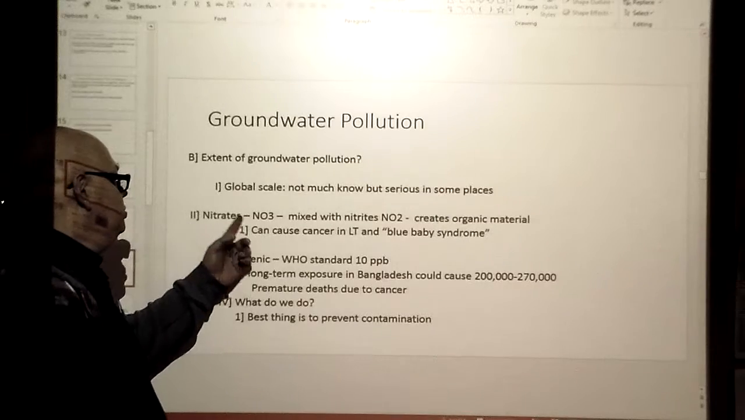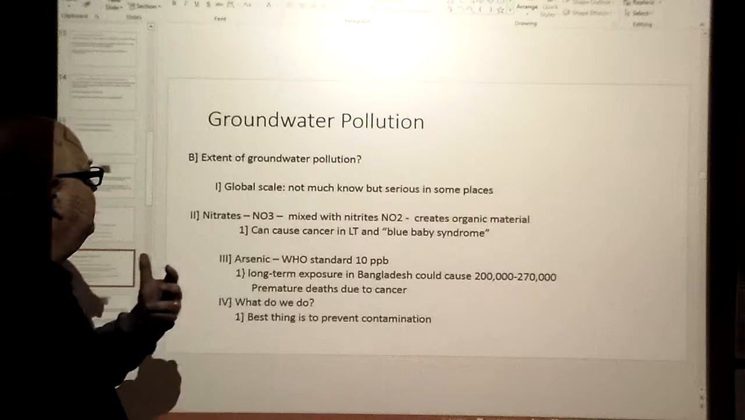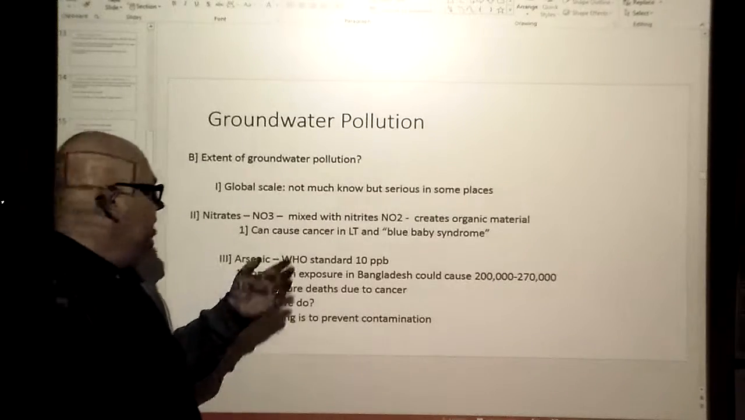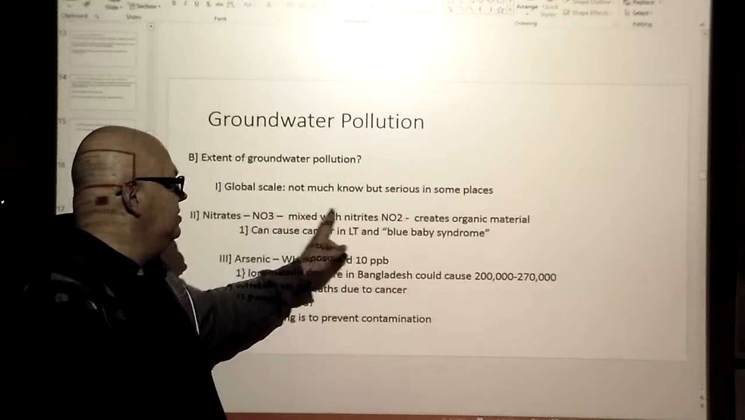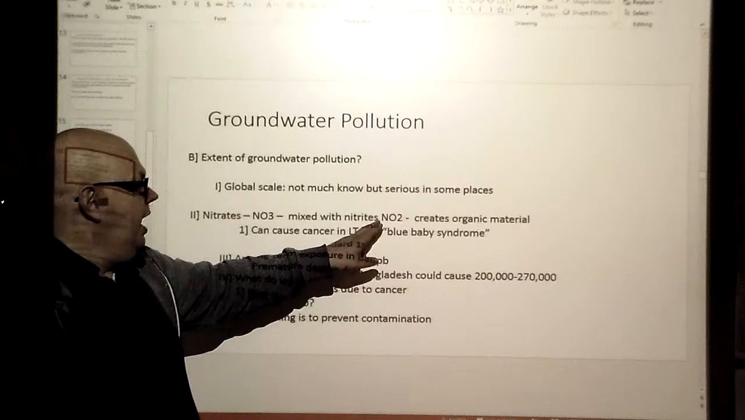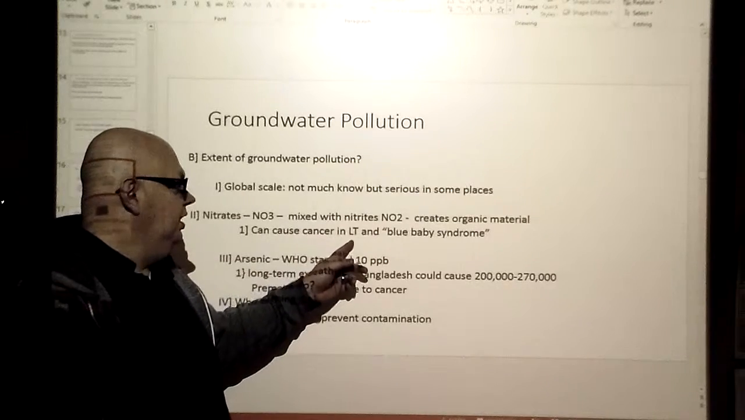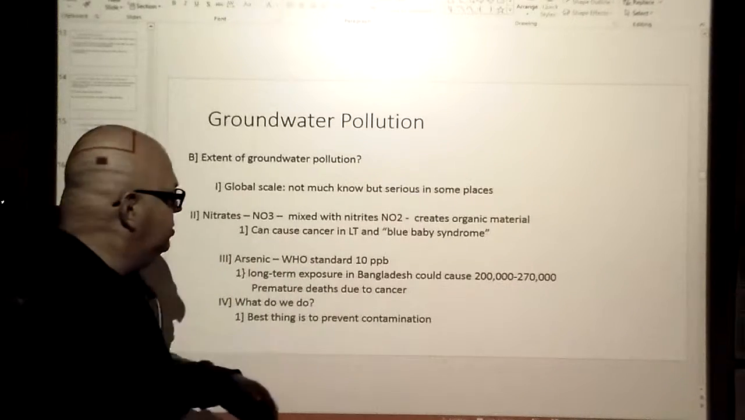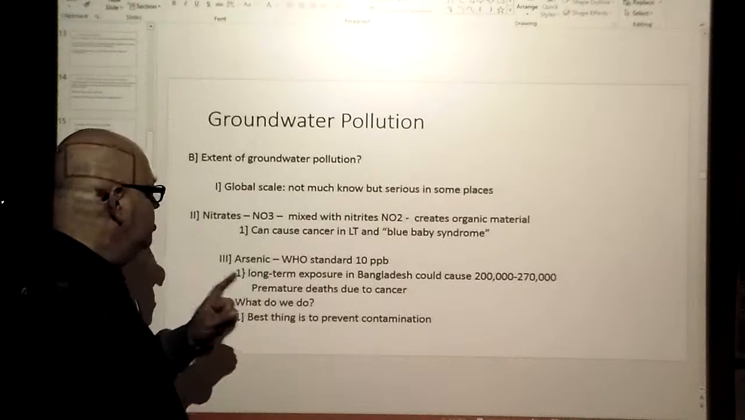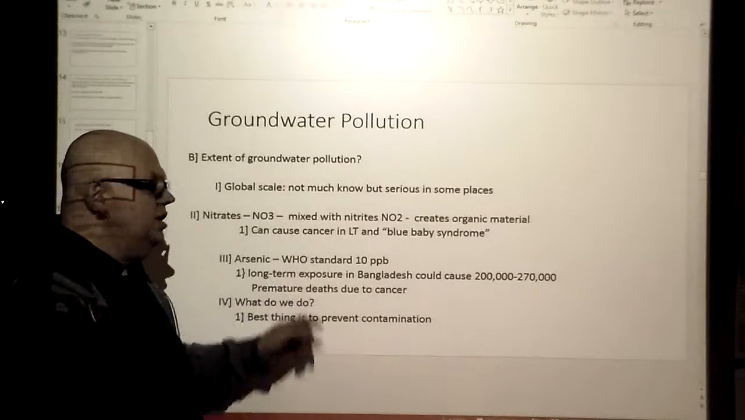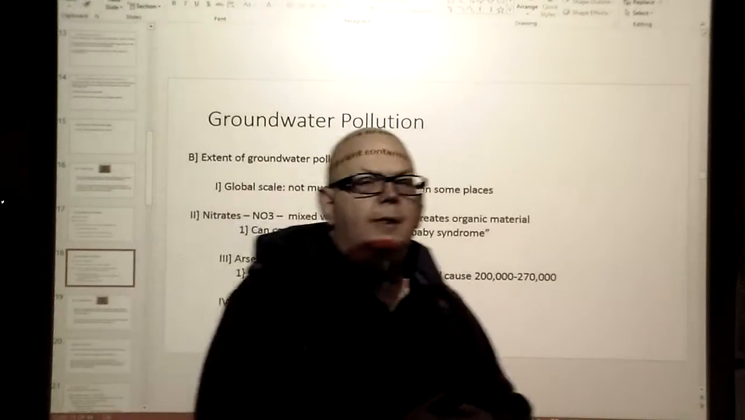The problems that we run into are nitrates again and arsenic. What are some of the problems that we have with pollutants? The NO3, nitrates, gets mixed with nitrites, NO2, and that creates organic material. It can cause cancer in living things and blue baby syndrome. Look that one up. Arsenic: the World Health Organization, the WHO, sets the standard at 10 parts per billion.